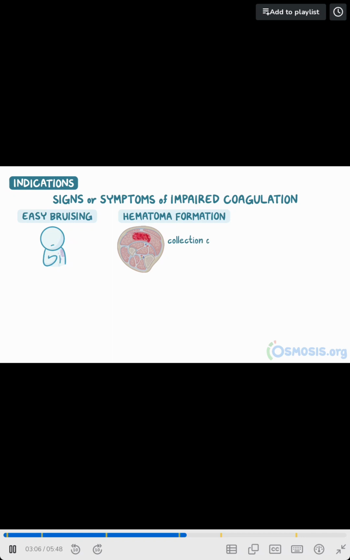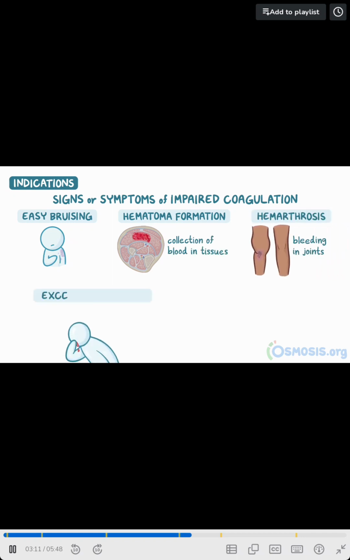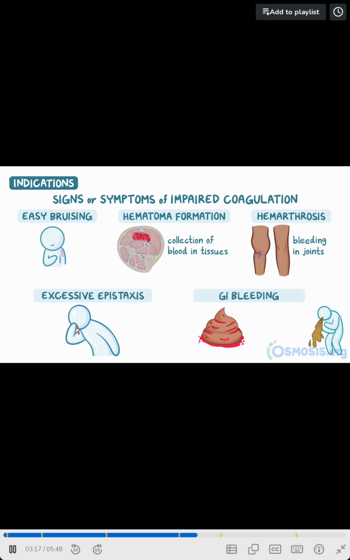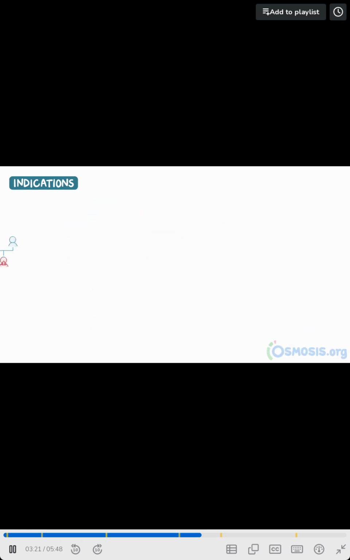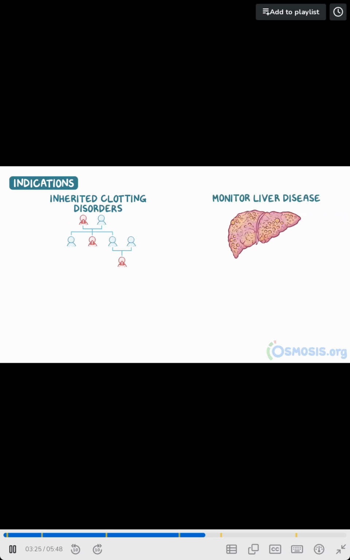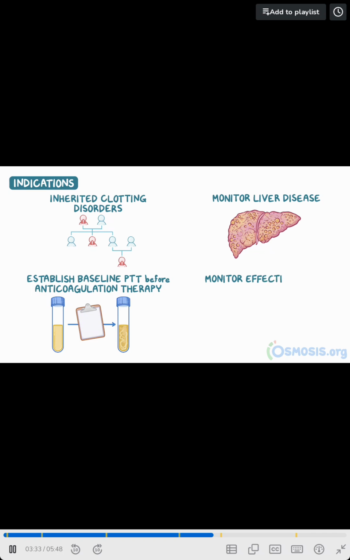Alright, PTT is typically measured if there are signs or symptoms of impaired coagulation like easy bruising, hematoma formation, which is a collection of blood in the tissues, hemarthrosis or bleeding in the joints, excessive epistaxis, also known as nosebleeds, or gastrointestinal bleeding, which could present as either blood in the stool or emesis. PTT is also measured to check for inherited clotting disorders and monitor liver disease. Additionally, PTT can be used to establish the client's baseline PTT before starting anticoagulation therapy and to monitor the effectiveness of heparin therapy.